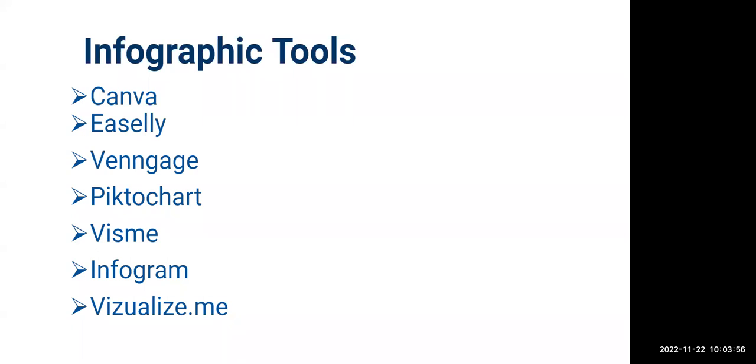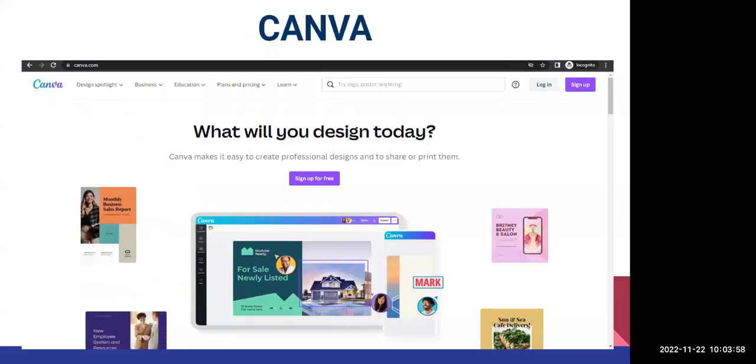And today I will be showing you some demonstration for three tools, the Canva, Easel.ly, and another one is Google Slides. We all know the importance of Google Apps nowadays. Some of the features can be explored through Google Slides too, which will help us to create an infographic.